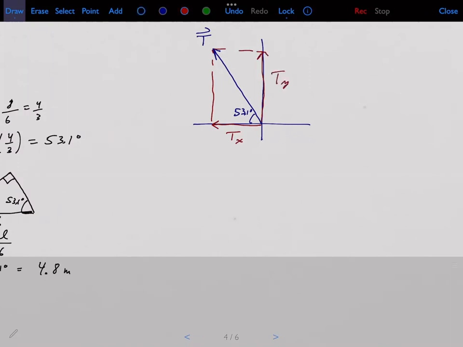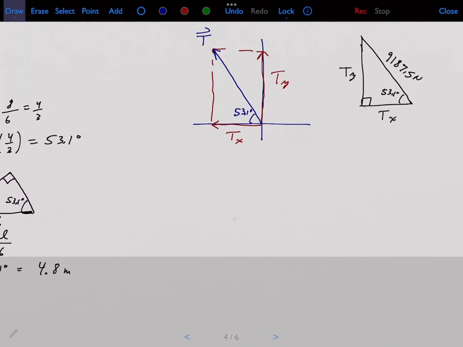So basically, if you extract the triangle that contains the reference angle, so this is 53.1 degrees. I know the tension, right? That magnitude was 9187.5. So that's the hypotenuse, 9,187.5 newtons. And I want to find Tx, I want to find Ty.